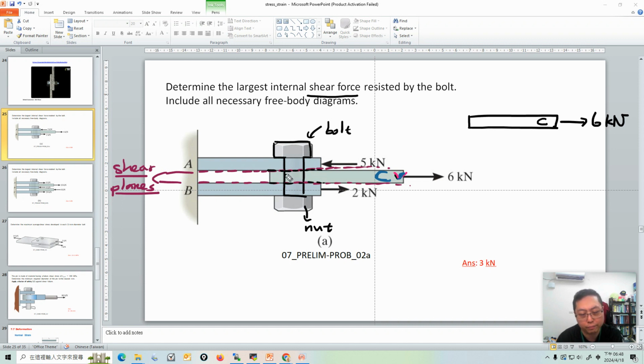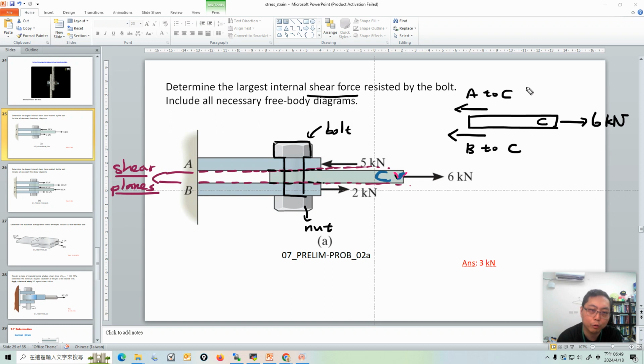So maybe this is where you can see the origin of the shear force. Here is a shear force. Here is also a shear force. These two shear forces are A to C and B to C. And because this force lies on the plane, it's called a shear force.